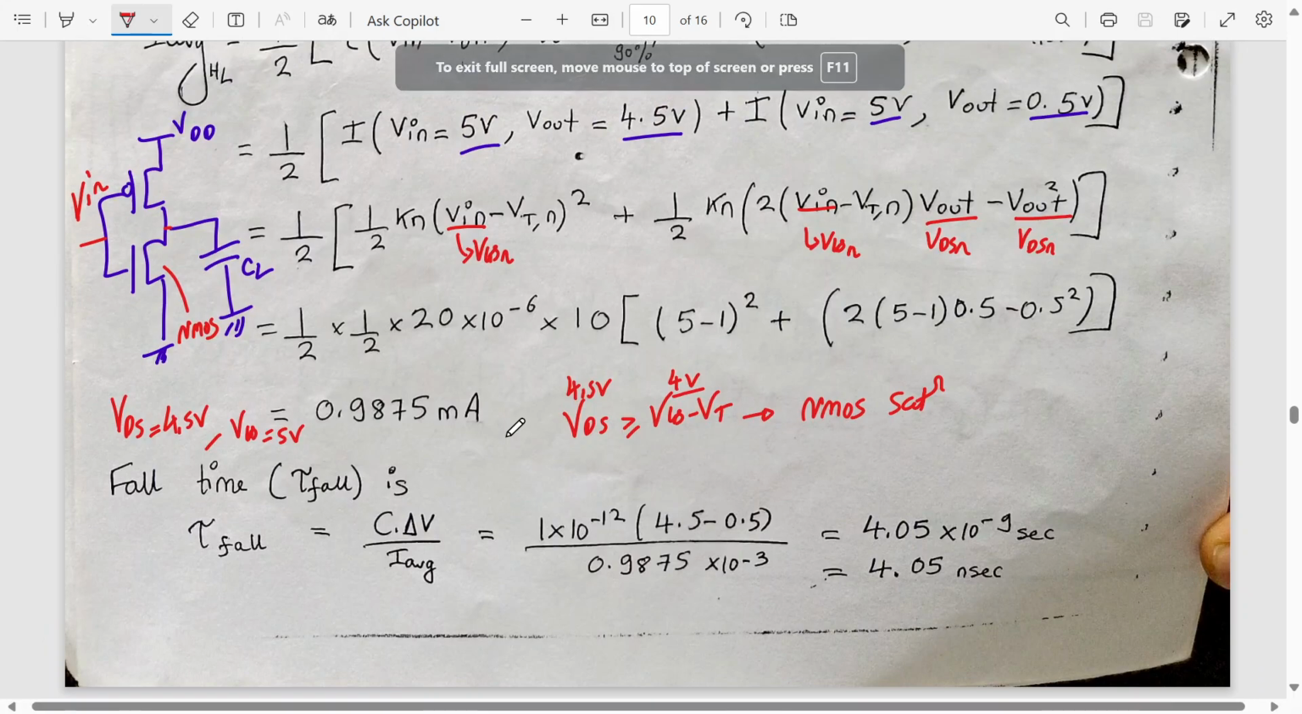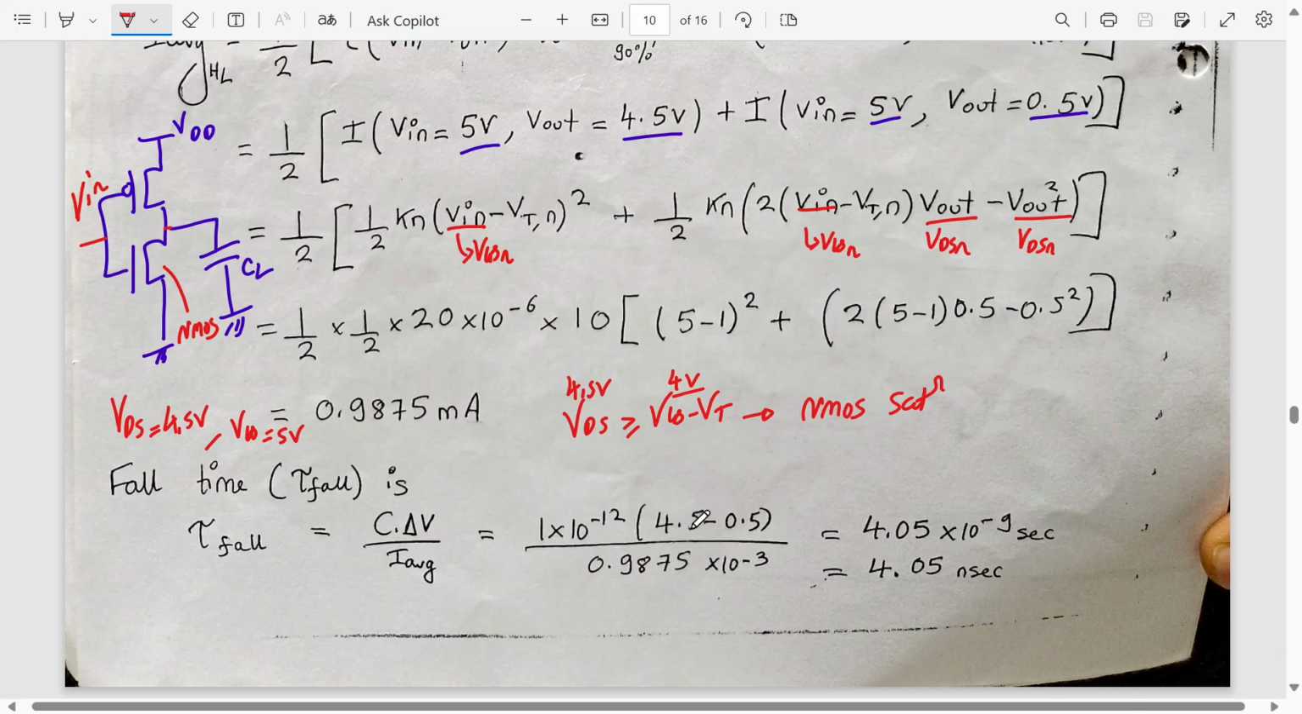So now the fall time can be calculated as C into dV, that is changing from 90% to 10%. The C value is 1 picofarad and the average value. So we got the fall time as around 4.05 nanoseconds. This is the first case.